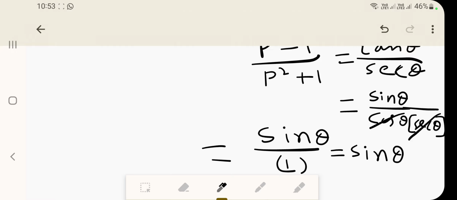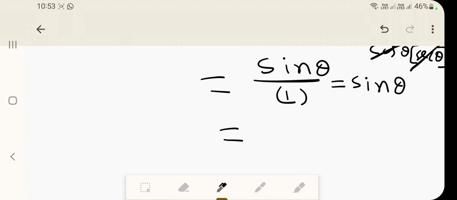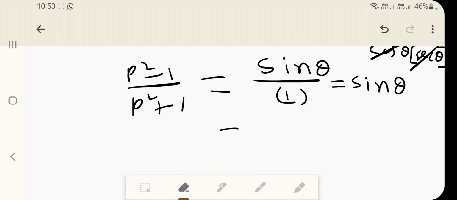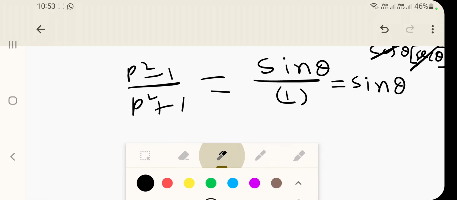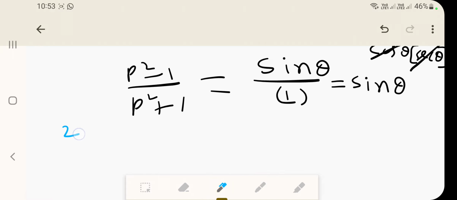Okay, so this is our required answer. That is, p square minus 1 divided by p square plus 1 is equal to sine theta. This is what they have asked in the question. Okay, another problem similar to this we are going to have.